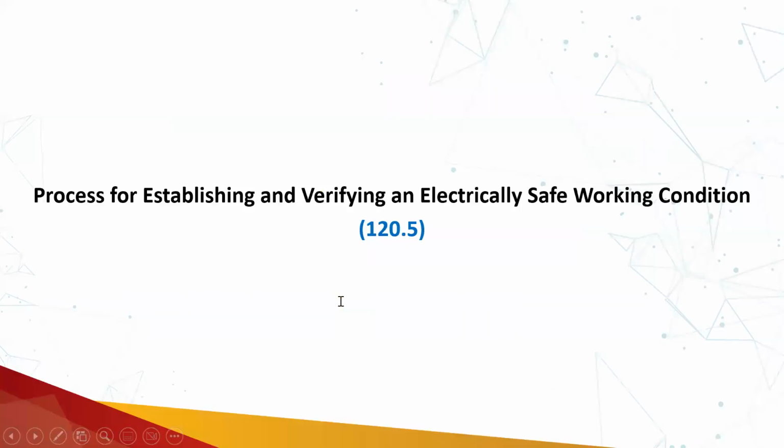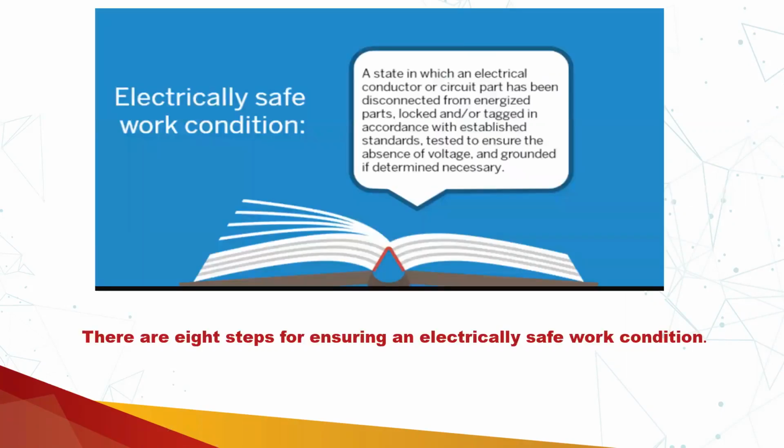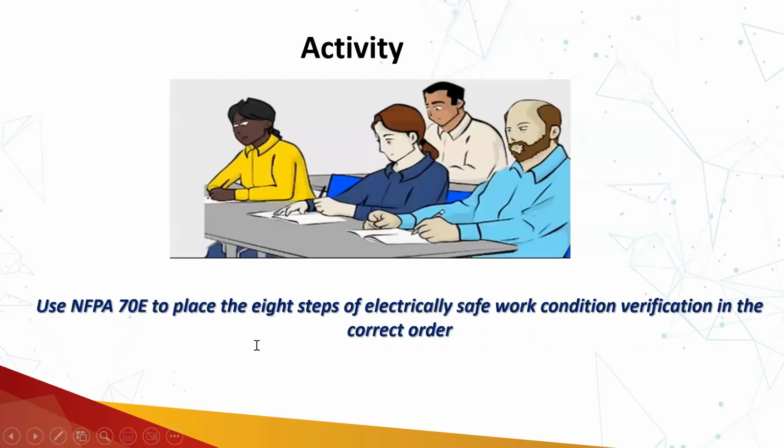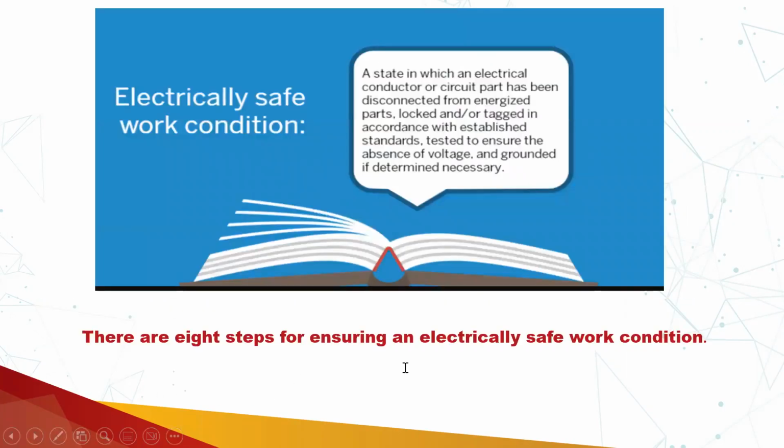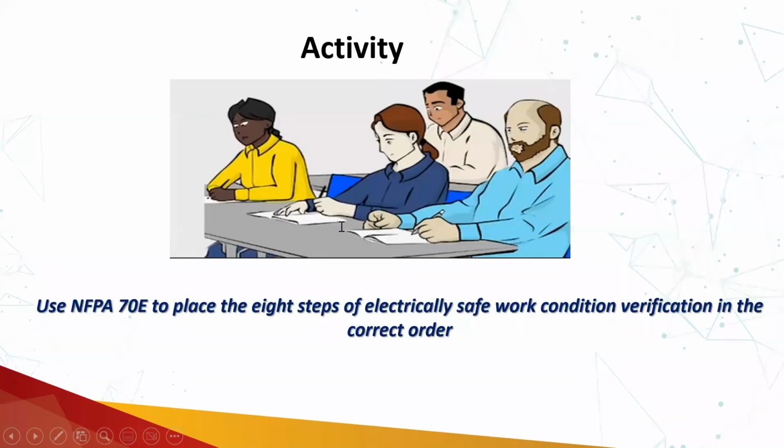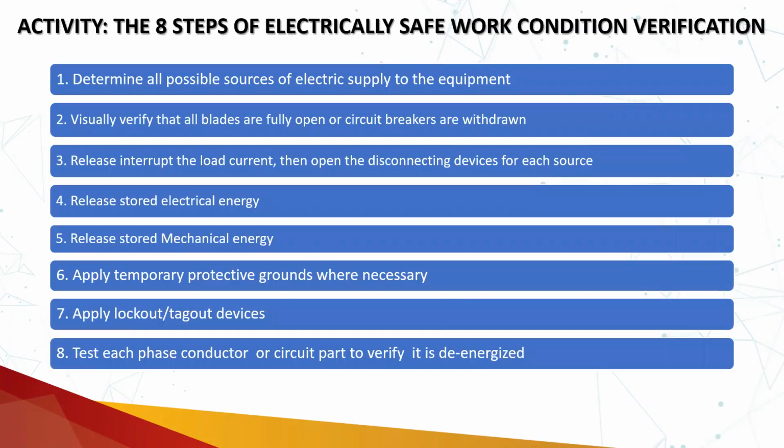Moving to Article 120.5, which talks about the process for establishing and verifying an electrically safe work condition. So 120.5 talks about these steps, and there are 8 steps for ensuring an electrically safe work condition. Use your NFPA 70E to place the 8 steps of an electrically safe work condition verification in the correct order. So these are the 8 steps.